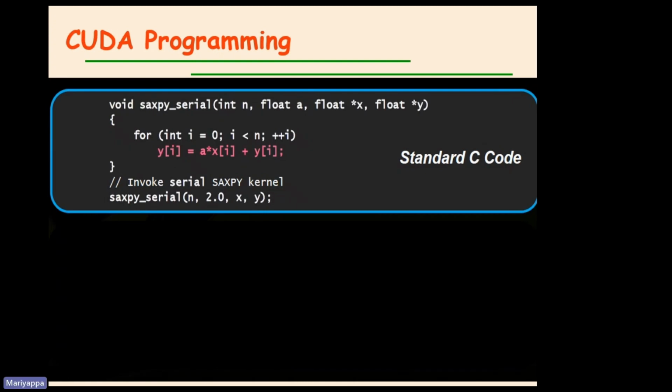Now let's take a very simple example. I want to take x[i], multiply it by a scalar, and then add an element from the vector y, and store the result back in y[i]. By domain decomposition, I can think of each element as a computation.